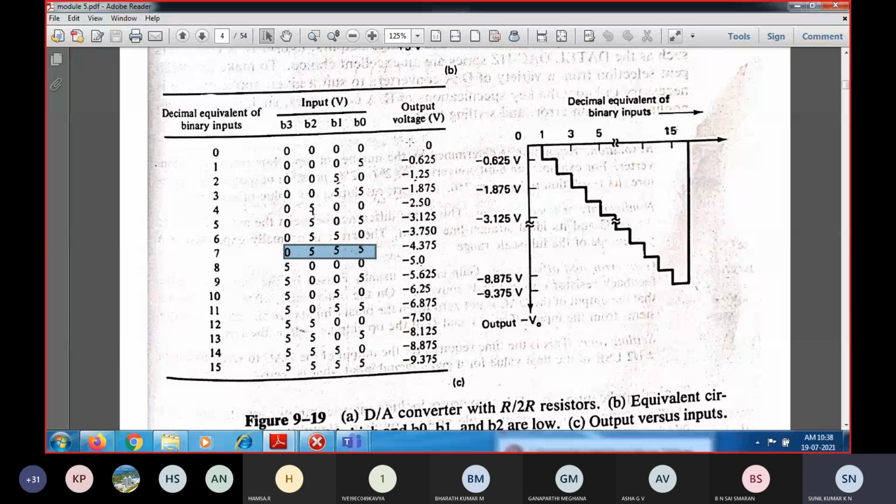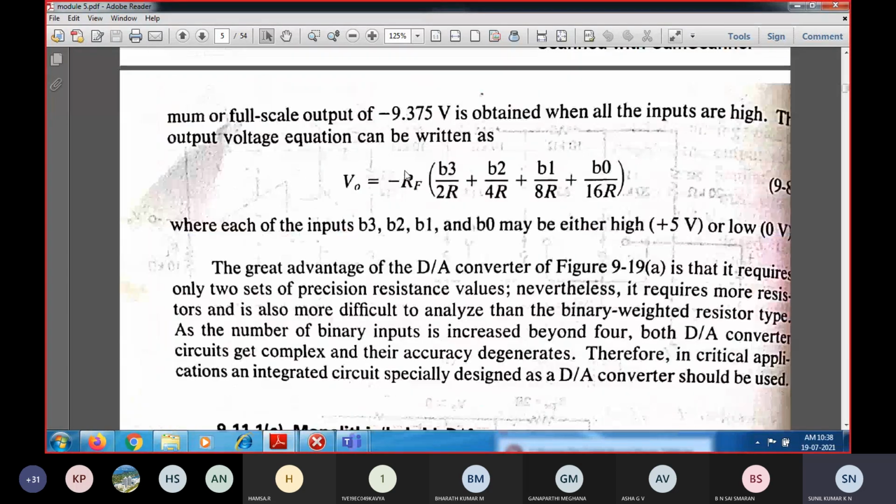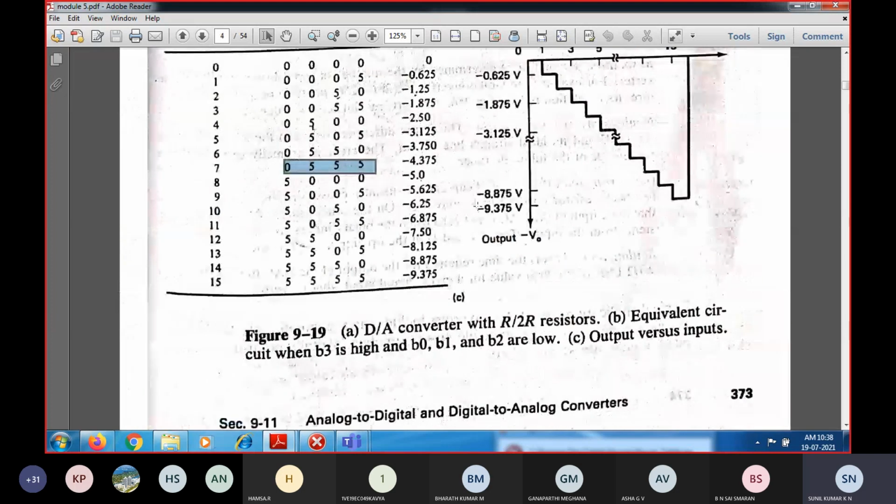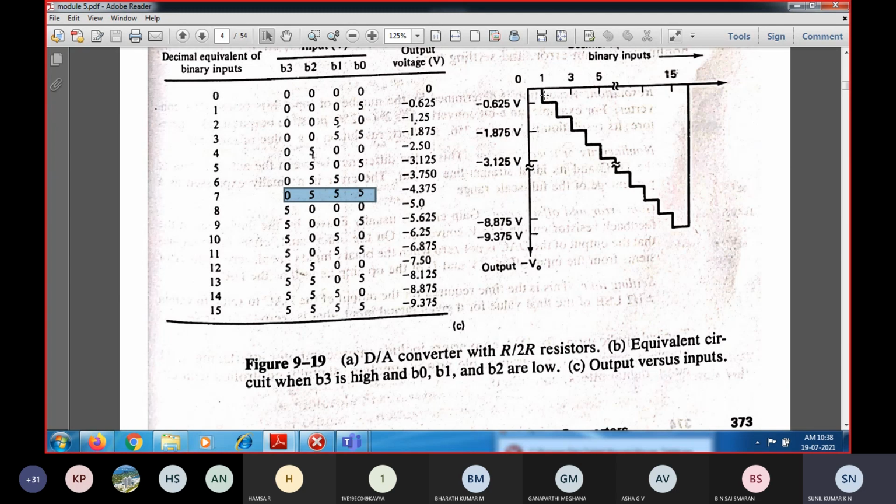When you substitute in this equation, you will be getting a negative staircase waveform. For all bit positions 0, you get 0. When 0001, it is minus 0.625, then 1.25, then 1.875. When you go from one bit position to the next, you can see the height as well as the width remain the same. So for all bit positions 0, you will be getting 0 as the output voltage.